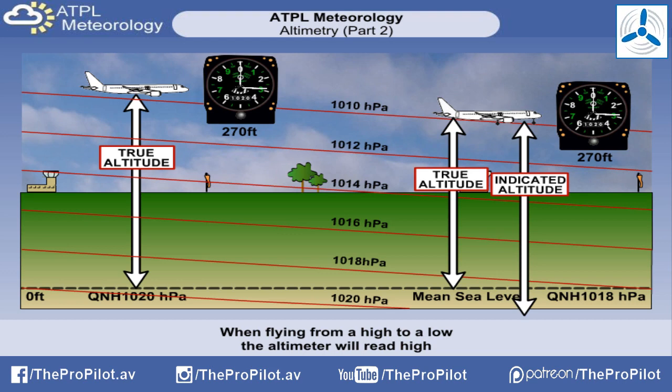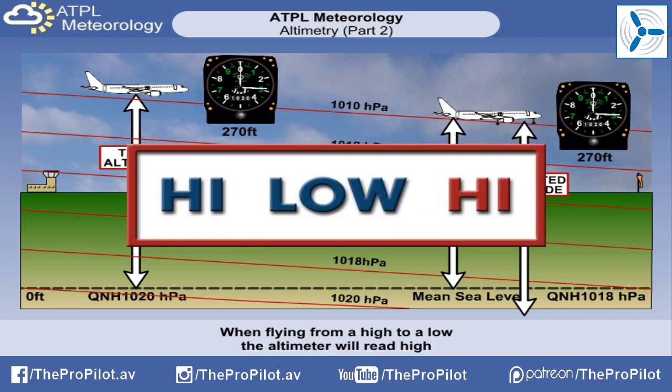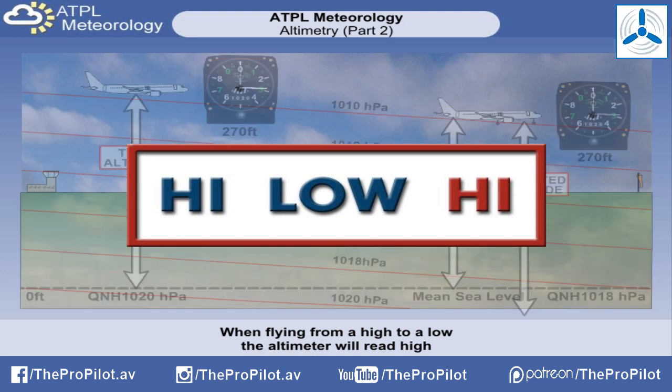Our altimeter eventually overreads our true altitude. We can shorten the statement to be high, low, high. High to low, altimeter reads high. This is not a good situation if we can't see the ground. Unbeknown to us, we are actually descending in relation to our true altitude.